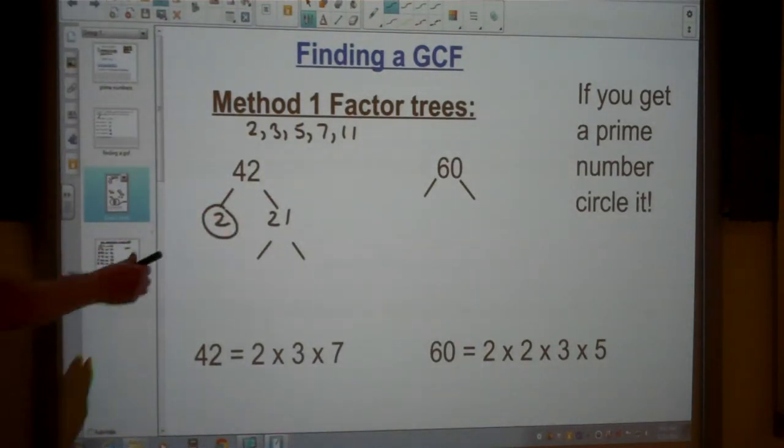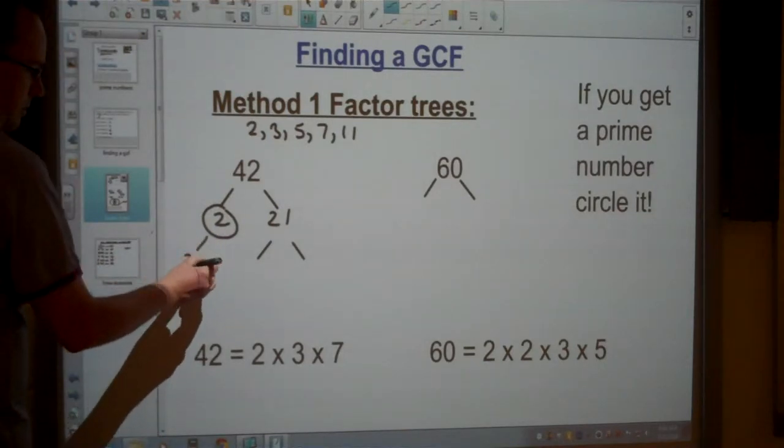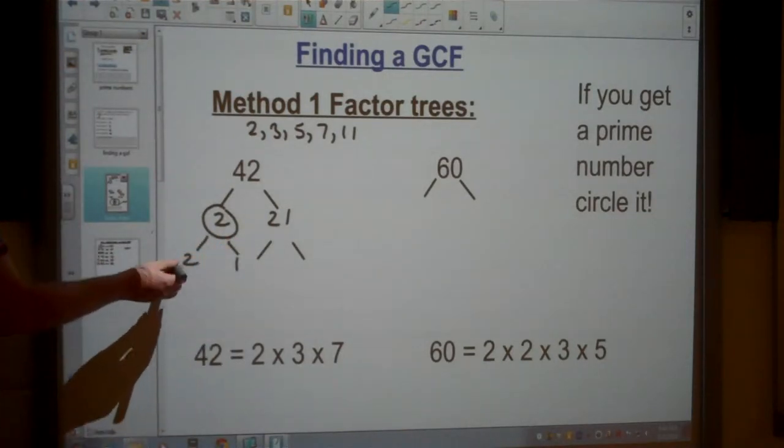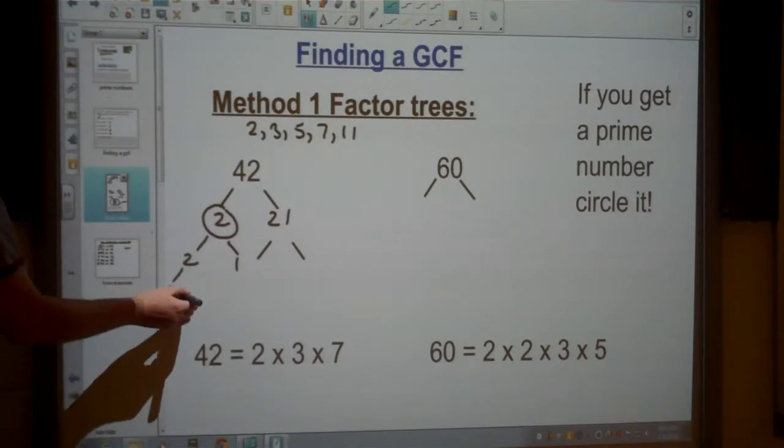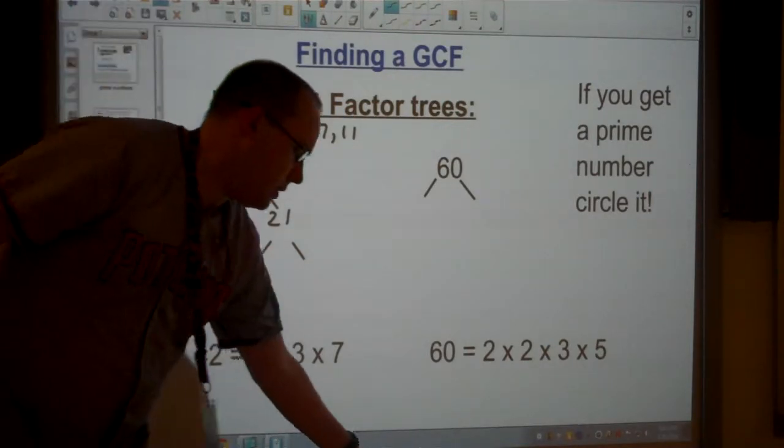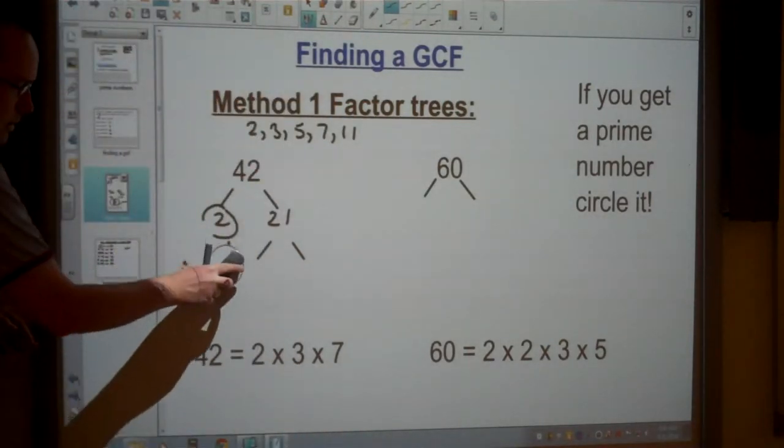If we did carry on, 2 numbers that times to make 2 would be 2 and 1. But then I've got my 2 again, and what times together to make 2? 2 and 1. And I would go on forever and ever. So once we get a prime number, we want to stop at that point.